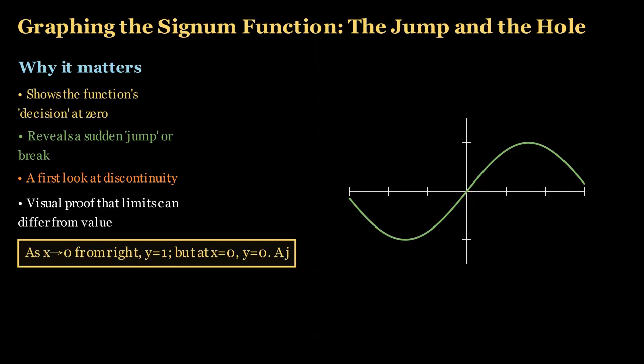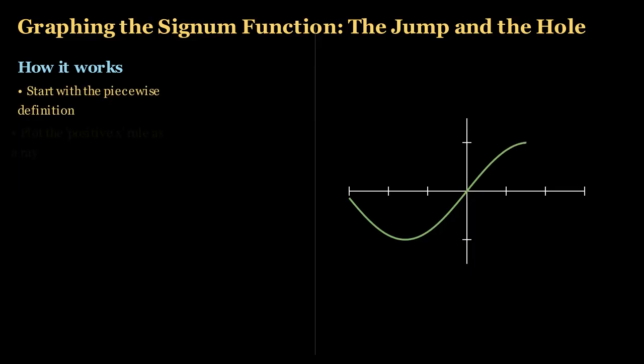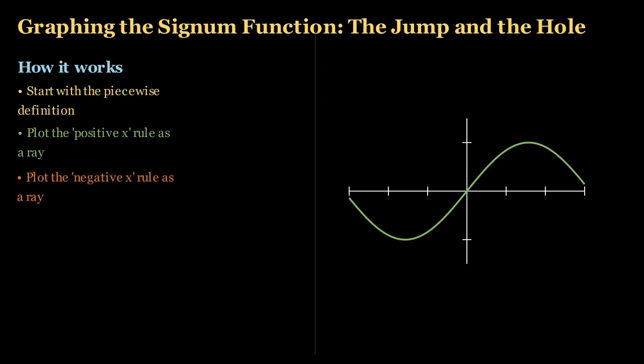On a graph, this is a horizontal line at y equals 1, but only for positive x values. It starts just to the right of the y-axis and goes on forever to the right. Since x cannot be exactly 0 in this piece, we mark its starting point with an empty hole at (0, 1). Second piece, for x less than 0, the output is -1. This is a horizontal line at y equals -1 only for negative x values. It goes forever to the left, and we mark its endpoint with another empty hole at (0, -1).